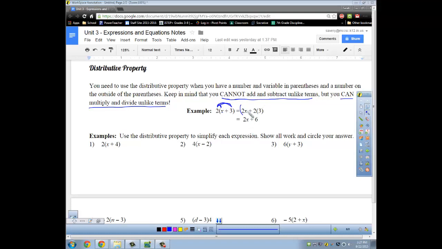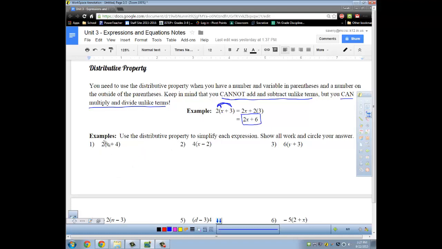Now I'm going to simplify it a little bit. So 2 times x is just 2x. 2 times 3, I know, is 6. Now this is going to be my answer because, again, remember, you cannot add and subtract unlike terms. So I can't say that that's 8x. I'm done. So let's look at some more examples.